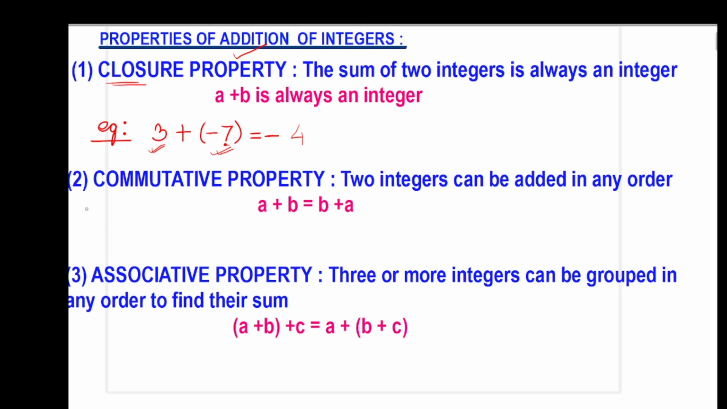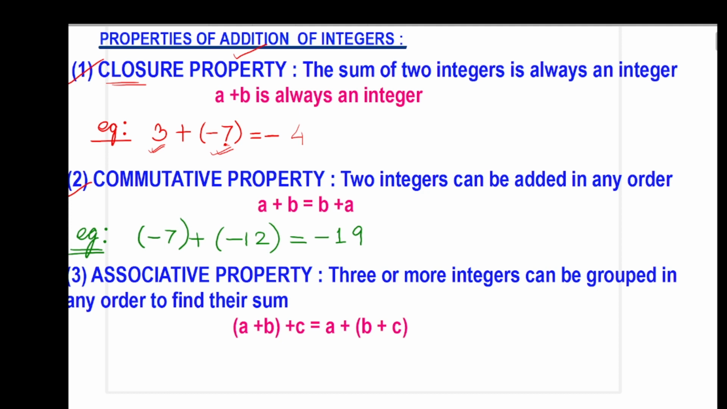Okay. Next, come to the second property, commutative property. That means two integers can be added in any order. So for example, if we discuss through an example, it will be easy. See, minus 7 plus minus 12. See, both have the same symbol. Both are added. So if both are negative, then you just have to add the numbers. 7 plus 12, it will be 19. With the common symbol, minus 19.